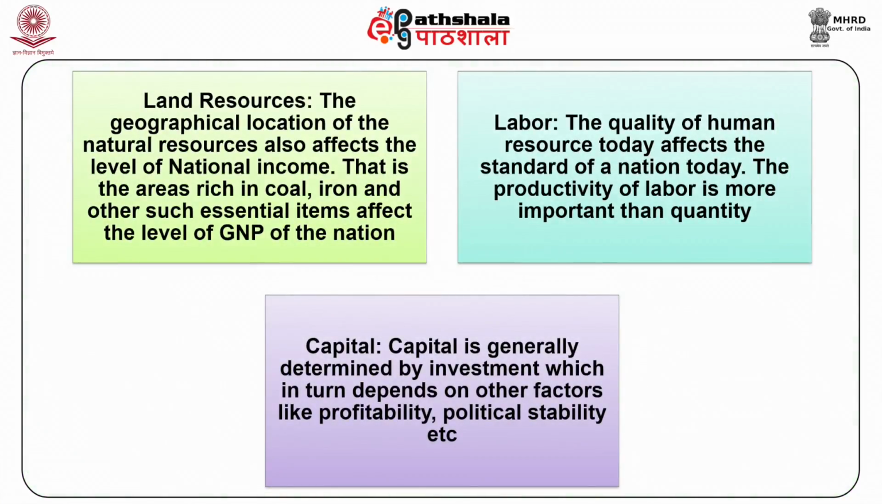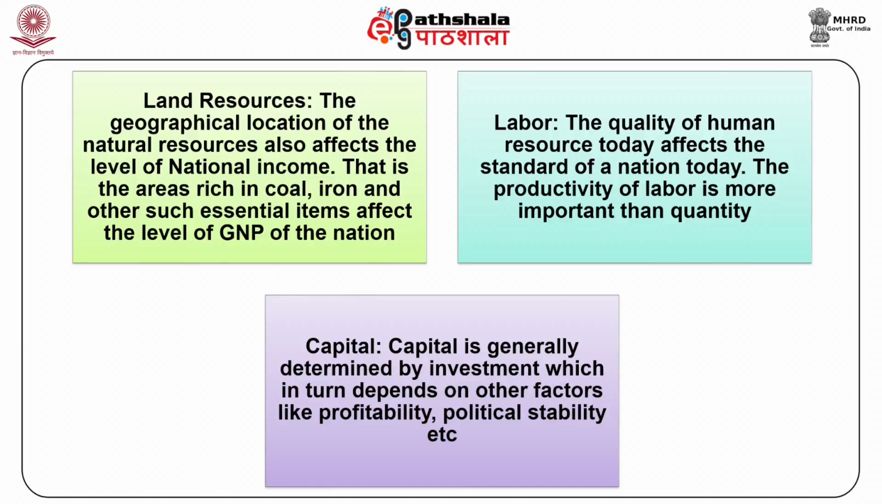First, land resources. The geographical location of the natural resources also affects the level of national income. That is, the areas rich in coal, iron and other such essential items affect the level of GNP of the nation. Second is labor. The quality of human resource affects the standard of a nation. The productivity of labor is more important than quantity.